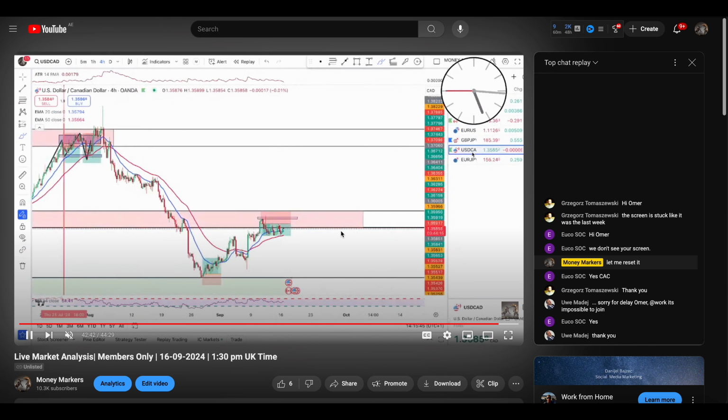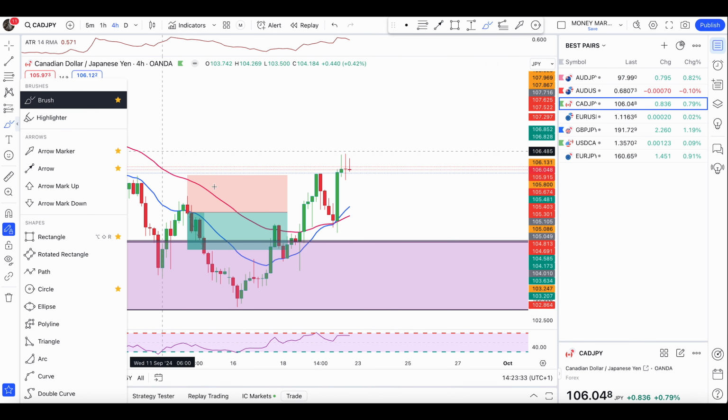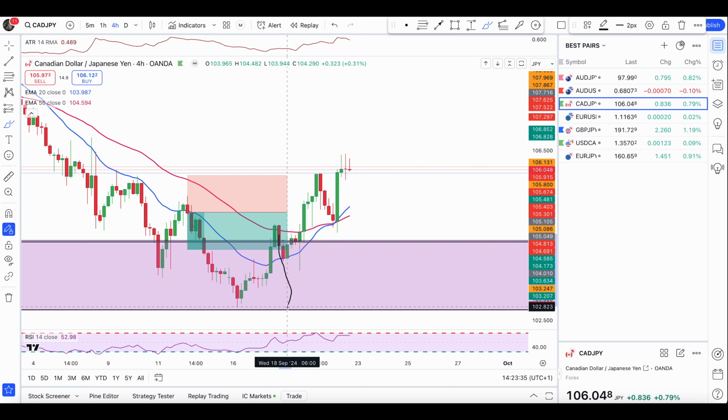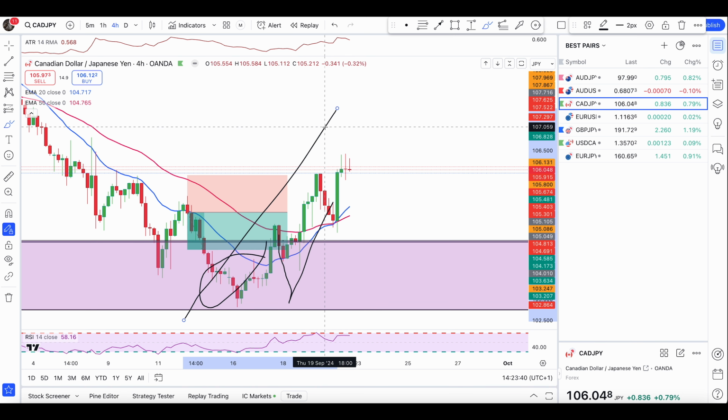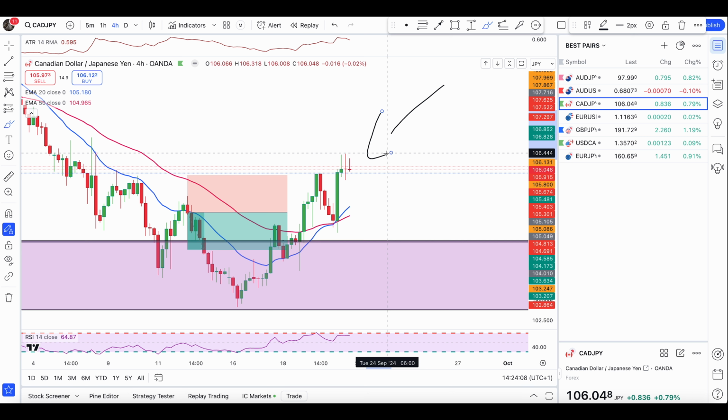GBPJPY nicely pushed up, and then CADJPY, I have not taken this as an entry, as I was just waiting for the price to form a double bottom, but it still pushed up from my zone that was also mentioned in my live session. So if you're watching me in a live session very carefully, very clearly, and you are really learning from that, not just using it as some sort of background analysis, listening to it carefully, then why can't you make money?